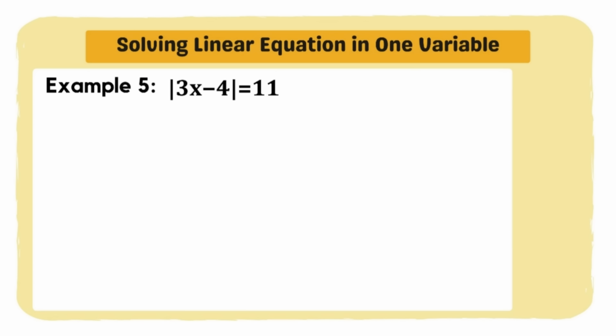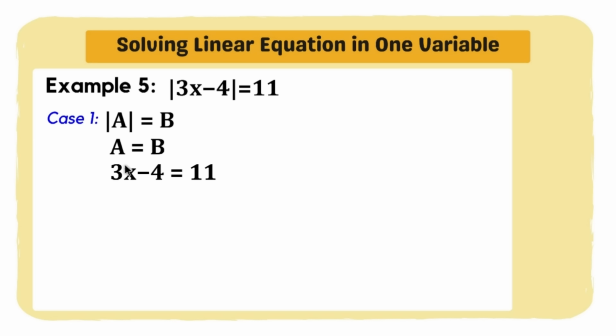Okay, for our last example, number 5, we have here the absolute value of 3x minus 4 is equal to 11. So, ganun pa rin po ang case dito. Dalawang cases pa rin. Case 1, we have A, absolute value of A is equal to B. Meaning, yung ating sagot ay positive. So, we have here 3x minus 4 is equal to 11. Okay, and then we are going to use addition property para matanggal si negative 4 dito at may lipat sa kabila. So, 11 plus 4, it will now be 15.